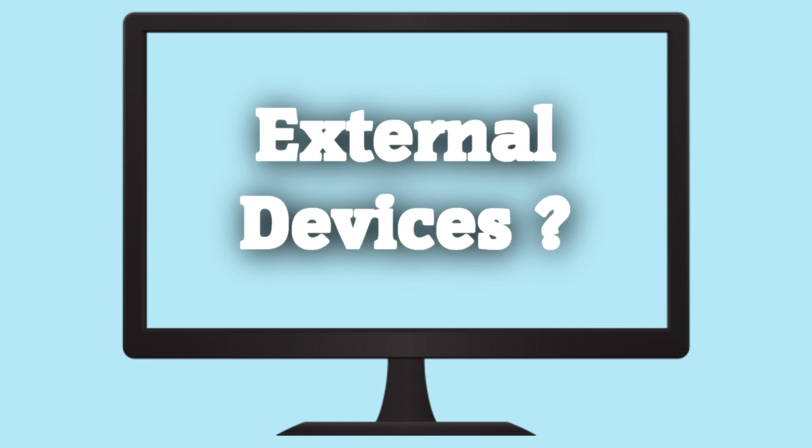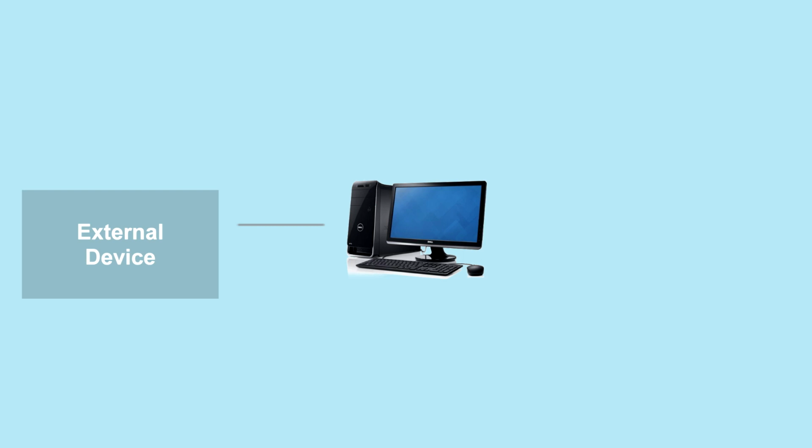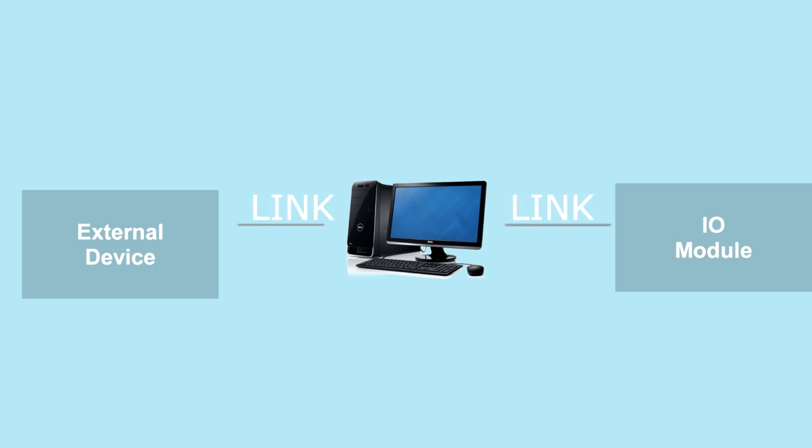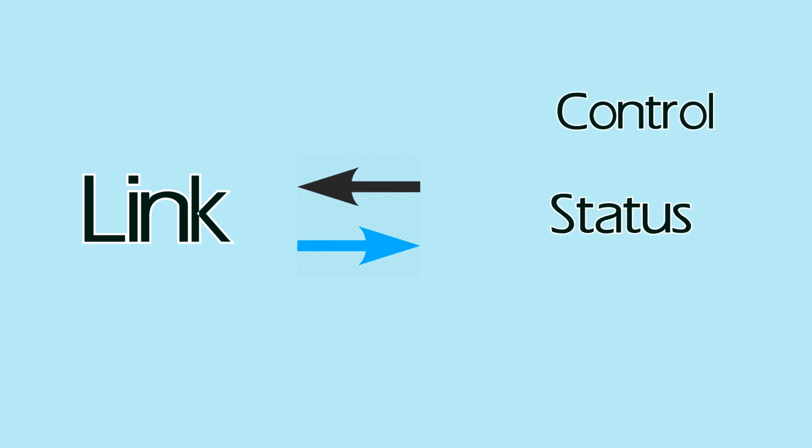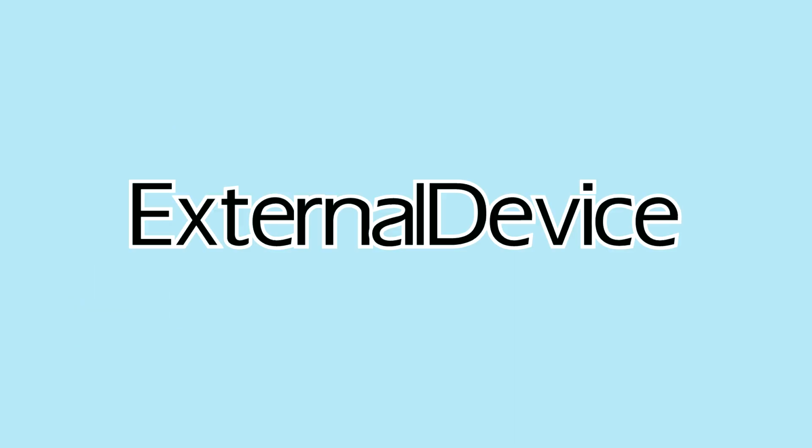What is an external device? By definition, it is a device attached to the computer by a link to an I/O module. The link is used to exchange control, status, and data between the I/O module and the external device. An external device is also known as a peripheral.